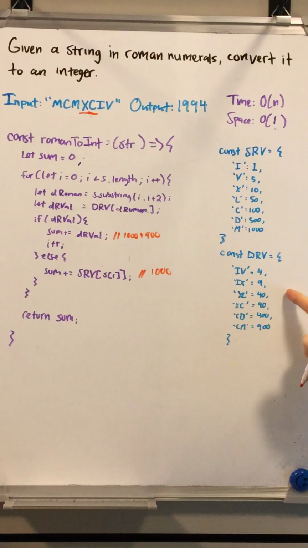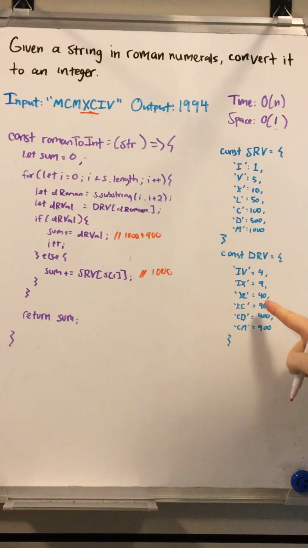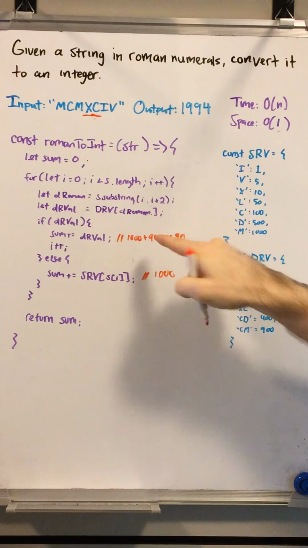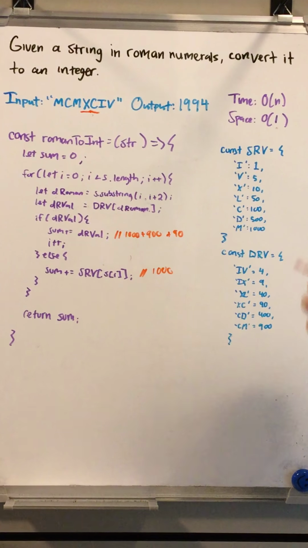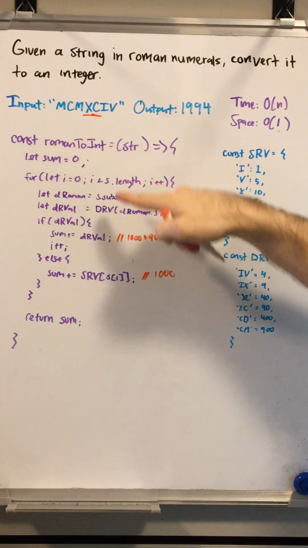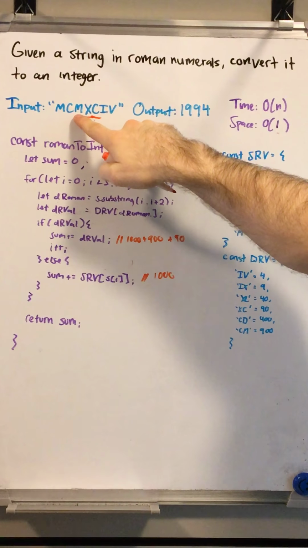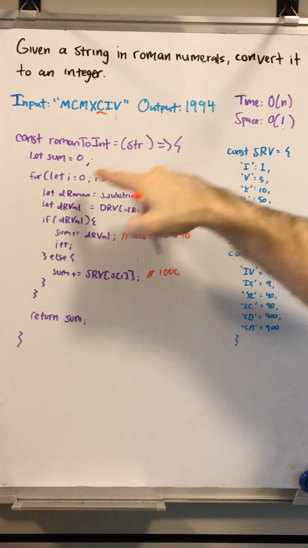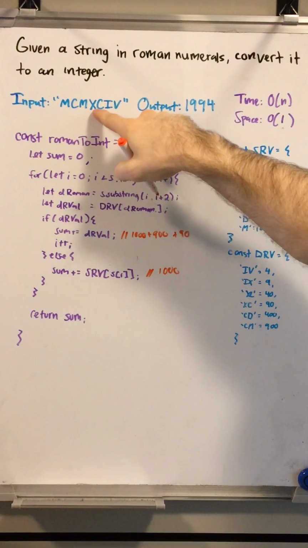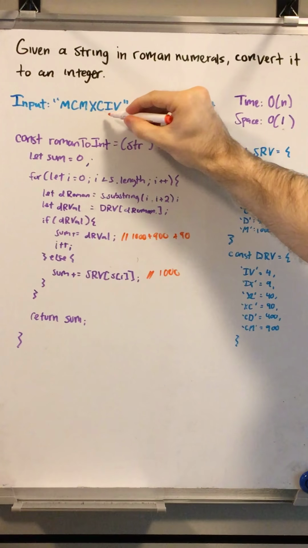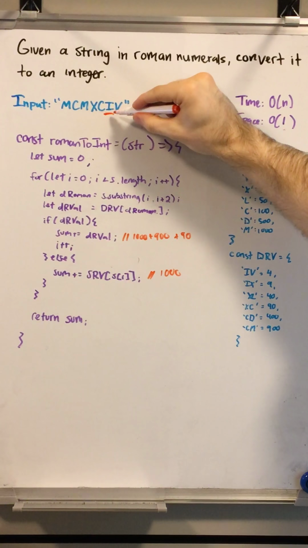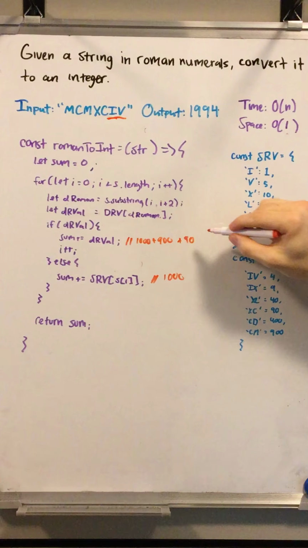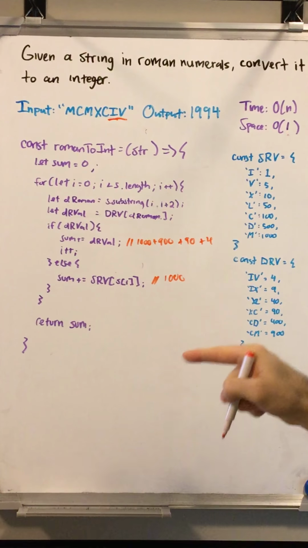Does XC exist in the double Roman? XC does exist. It's 90. So then we're going to add 90 to here. So now it should be 1,990. We're going to increment I again. So now I, instead of being at X, it'll be at C. And then when we go back up to our for loop, we'll increment I again. So it'll skip C and go to I. Then we'll look for IV, see if IV is in the doubles. It is 4. So then we add 4 on to here.